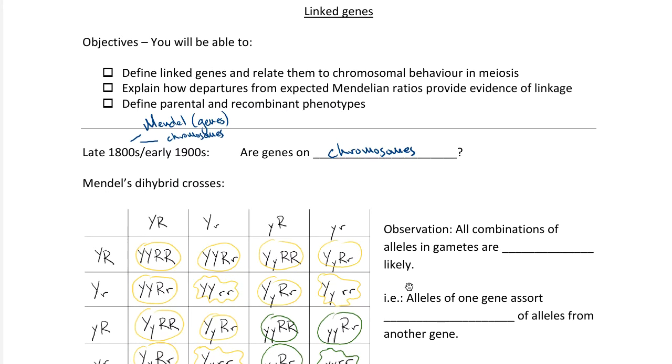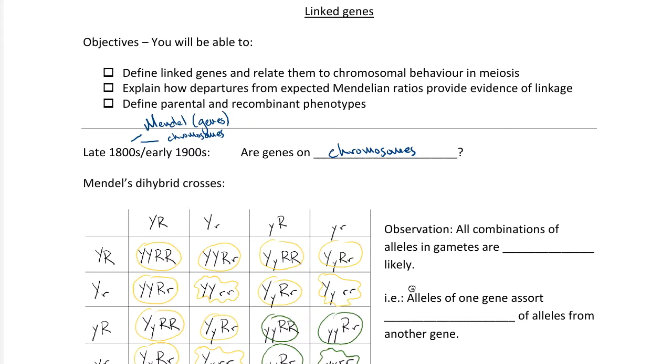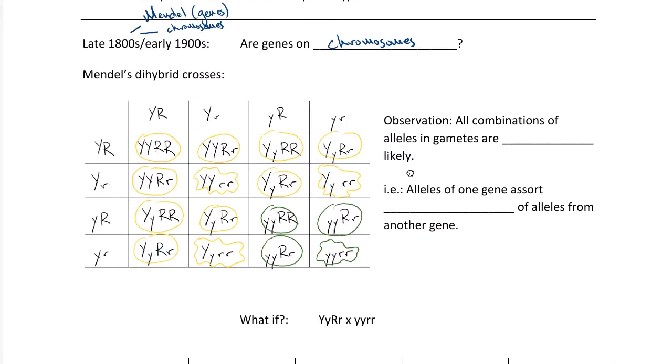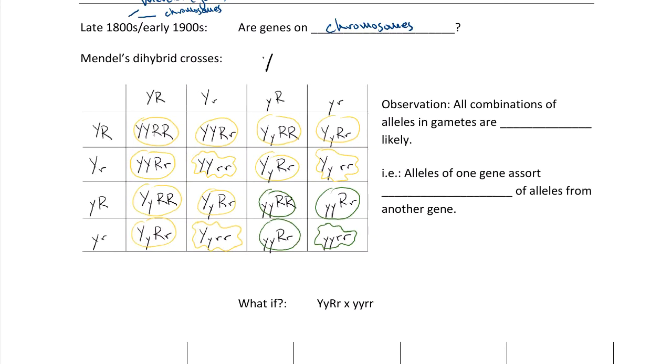So to understand linked genes, let's take a look at one of Mendel's dihybrid crosses that we've looked at in a previous lesson. So this is a cross between two heterozygotes at two different loci, like this. And the ratio that you end up with is a 9:3:3:1 ratio. And the observation that Mendel made and the conclusion that he drew is that all combinations of alleles in the gametes are equally likely.